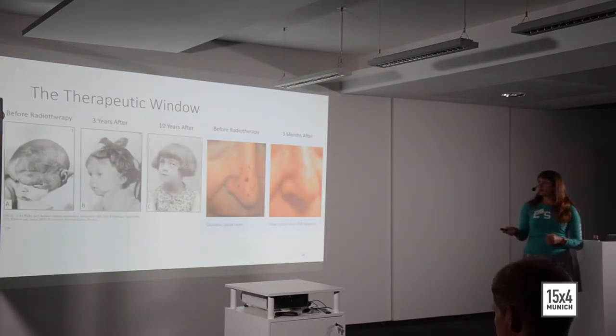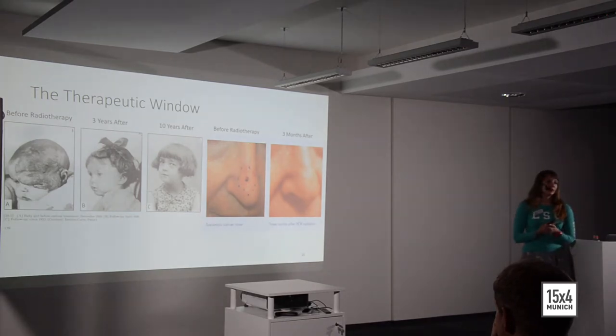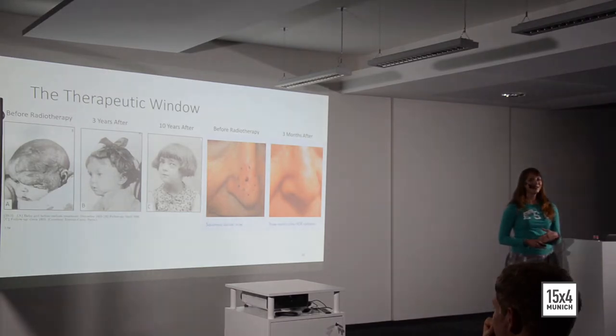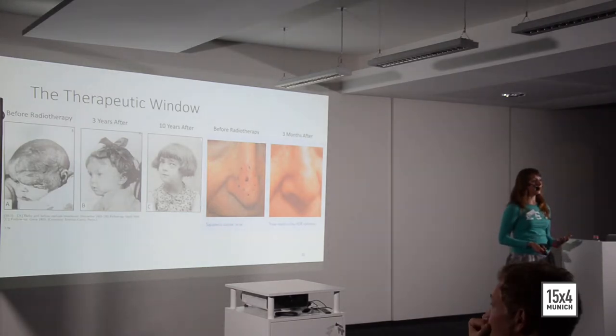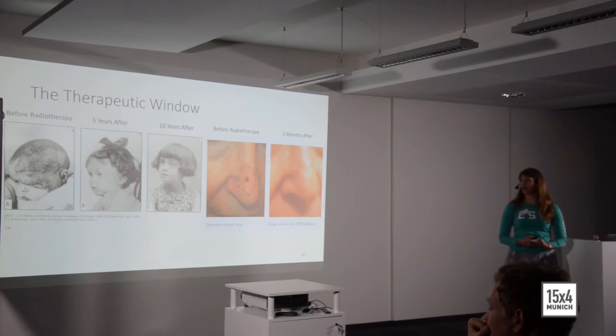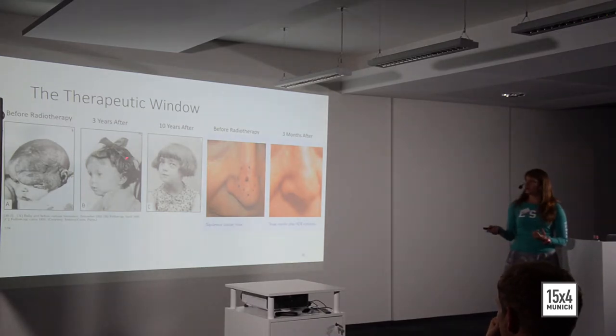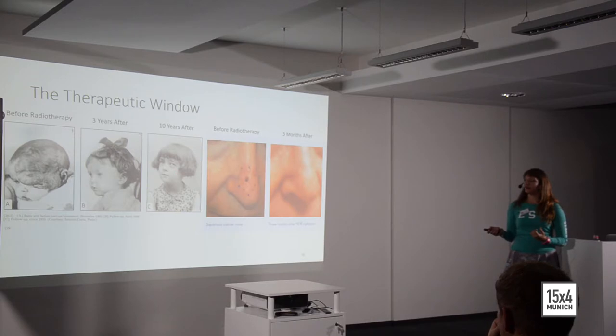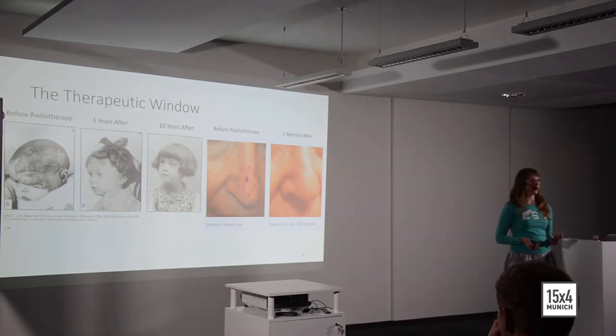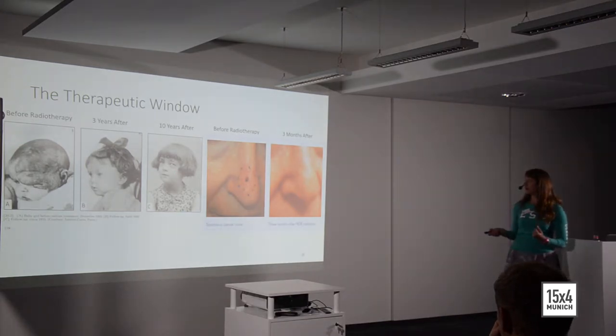So here we have a picture of a little girl who has this massive tumor on her head. And if we were to treat this cancer or this tumor with surgery, we would have to remove a significant portion of her head, and she would be disfigured for the rest of her life. However, by treating with radiation therapy, the radiation can kill the cancer cells and leave behind the healthy cells. And you can see that 3 and 10 years later, you can barely even tell that there's anything wrong with her. The same thing here with this skin cancer on someone's nose.